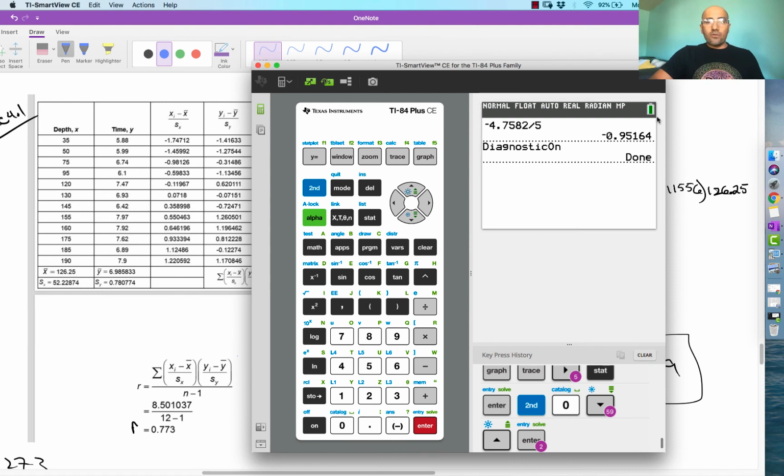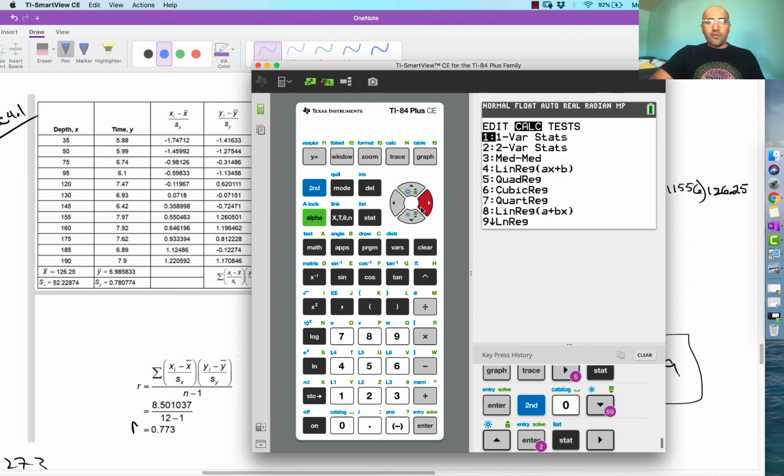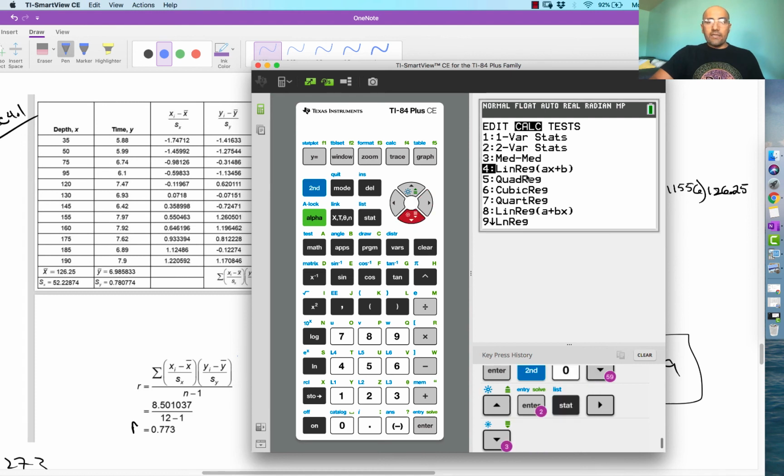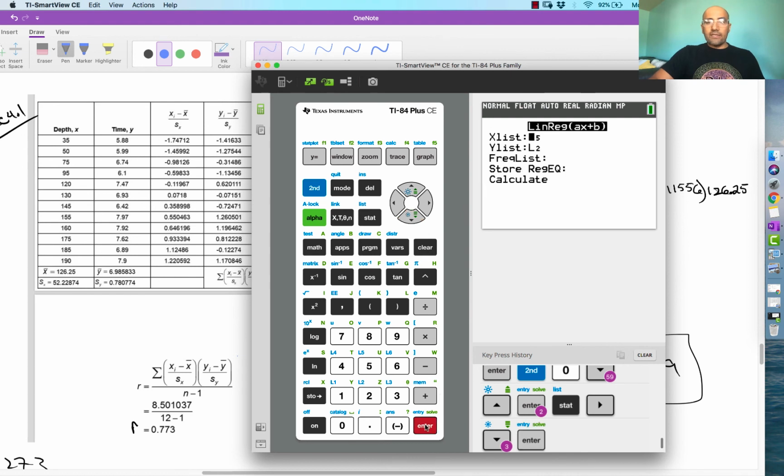Okay, so you only have to do this once, and now this is what you're going to do. You're going to go back to stat, and this time go over to calculate, and go down to where it says LinReg(ax+b). It's linear regression line ax plus b. Hit enter. And now tell it where the x coordinates are. They were in list 1. And the y coordinates, they were in list 2.